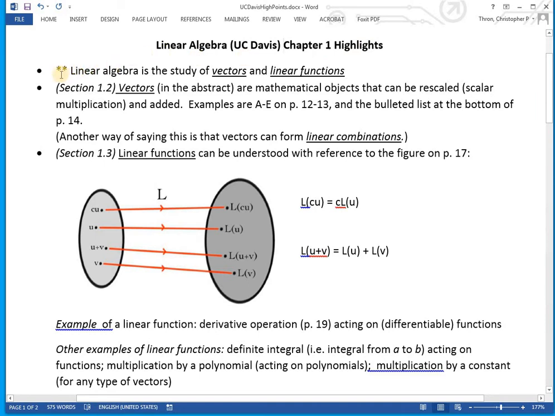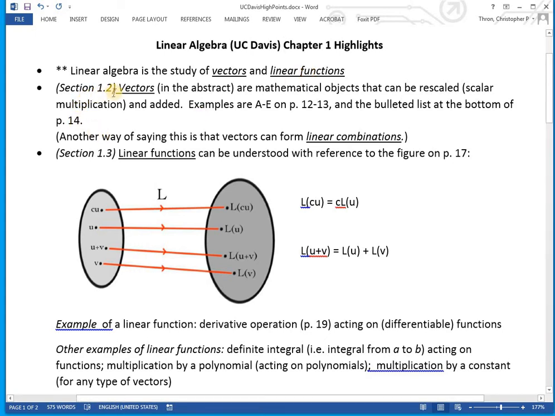All right, so the first point they make is that linear algebra is the study of vectors and linear functions. So the first chapter is concerned with defining these concepts, vectors and linear functions. Now, you may have seen these before in previous math classes, but we want to generalize and expand your horizons as to what a vector can mean and what a linear function can mean.